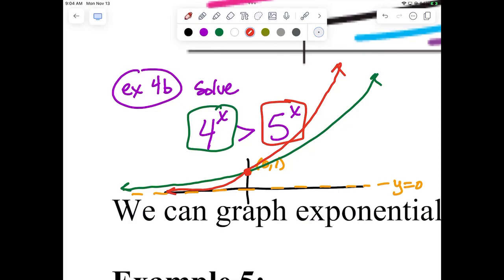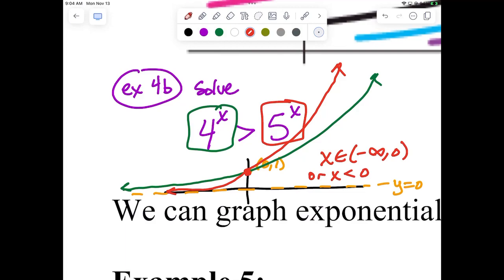For what values of x is the green graph above the red graph? That's another way to interpret that question. For what values of x is the green graph greater than or above the red graph? And of course the answer is what? For all x, not 0 to negative infinity, but negative infinity to 0. Or you could just say for x less than 0. Yeah. Very good. To the left of 0.